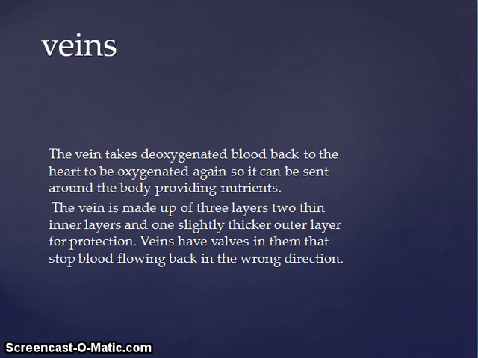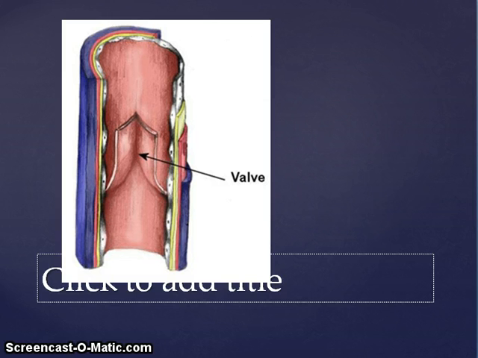The vein is made up of 3 layers, two thin inner layers and one slightly thicker outer layer for protection. Veins have valves in them to stop blood flowing back in the wrong direction. As you can see here, there are 3 layers: the purple, the red, and then the yellow. And then there's a valve in the middle to stop blood flow going in the wrong direction.